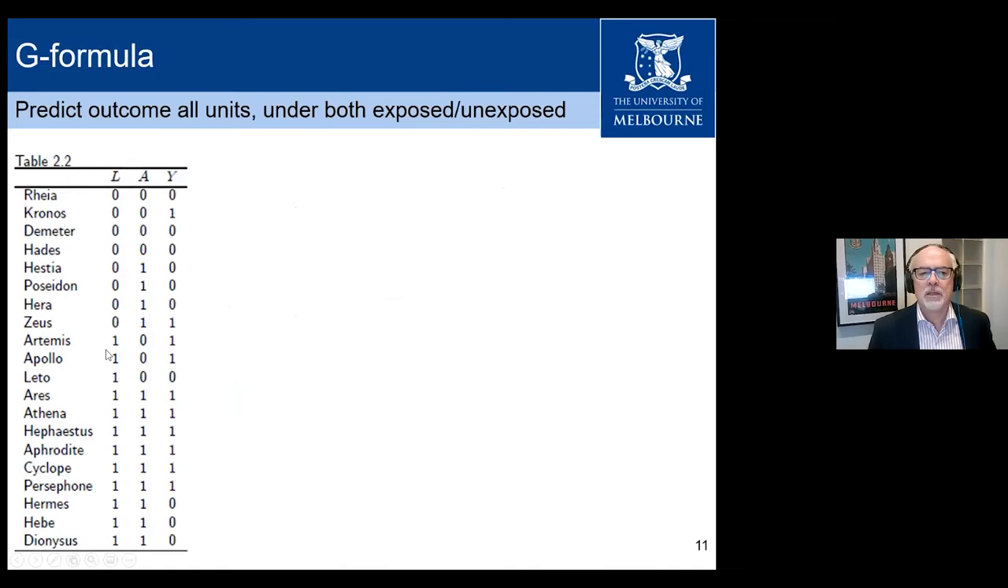Now, the key assumption here is, I think it's easy to be seduced by these contemporary methods like marginal structural models, G computation. I think, wow, they're giving us the causal estimate. Well, actually, just think a sec. They've still got assumptions in them like every other method. And the assumption here is that you have information on all the confounding, the L.